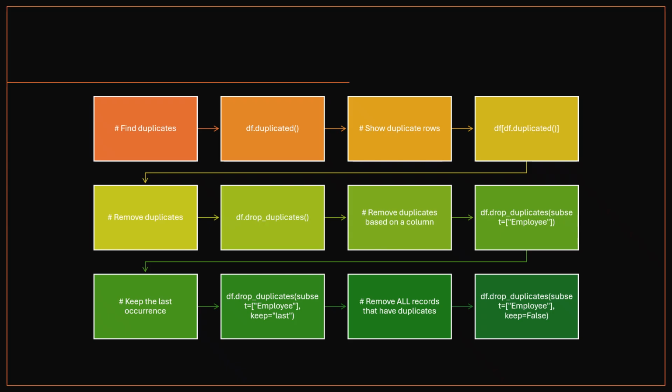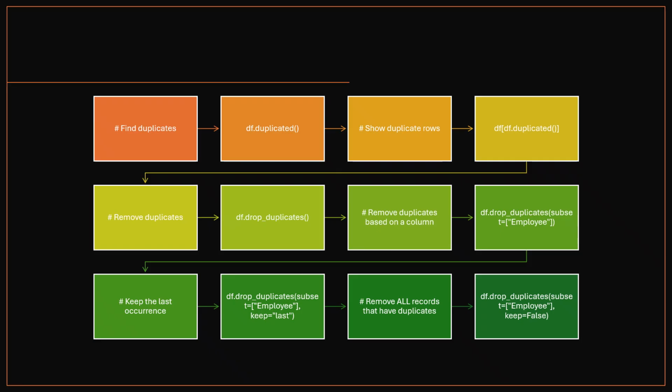We have also created some flows to remove the duplicates. You can see in the flow: find duplicates, and df.duplicated function will help us show the duplicates. Then to print the data, print the duplicated result. If we have to remove the duplicates, we can do it with df.drop_duplicates. It will remove all the duplicates.